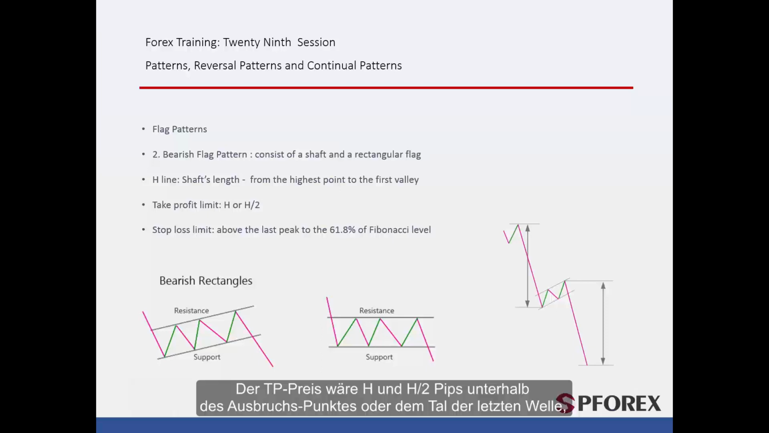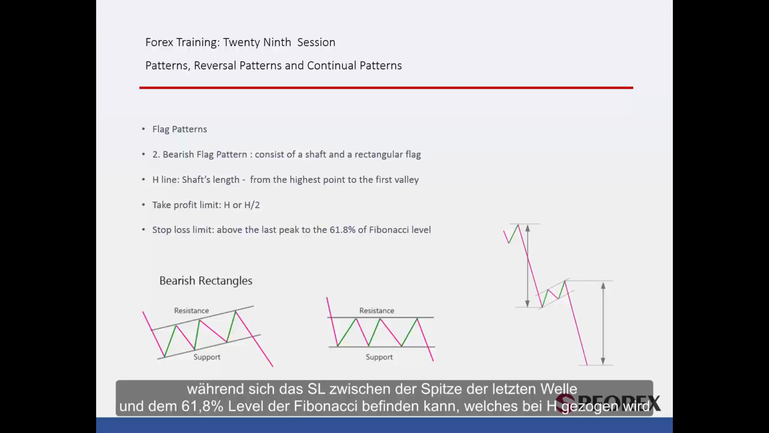TP price would be h and h2 pips below a breakout point or a valley of the last wave, while SL can be between the peak of the last wave and the 61.8% level of the Fibonacci that is drawn on h.